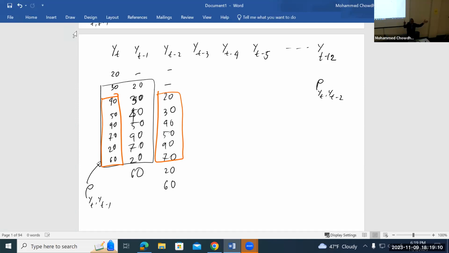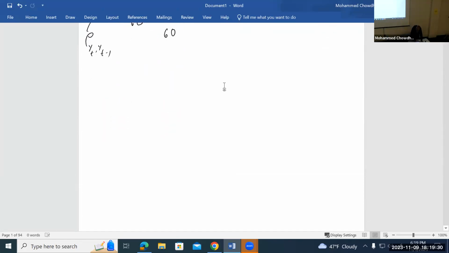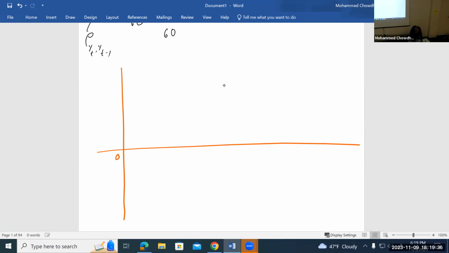In that way, for all 12 lags that I am going to use, for the multiple years of data that I'm going to use, I have to plot an autocorrelation function. So let me show you these things, how I decide. So this is my zero. This is my partial autocorrelation function, which is always between negative one and positive one correlation, okay? So this is my 0, 1.